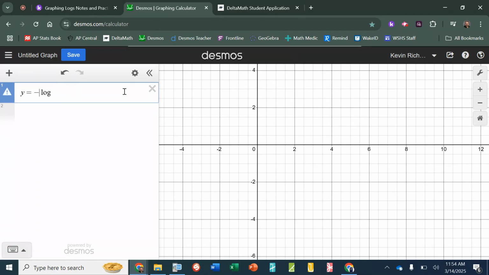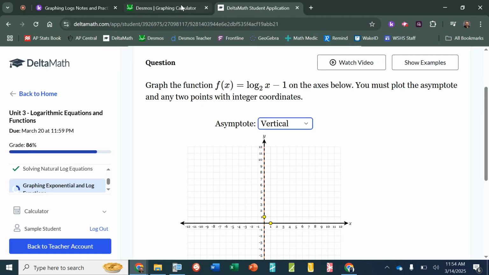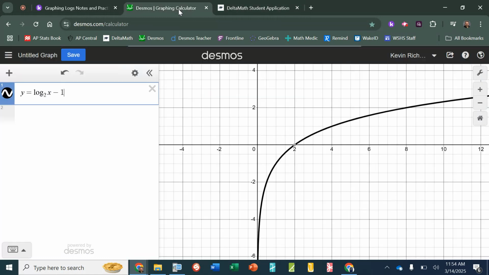I don't have a negative in front of this one, but I have log base 2 of x minus 1. Notice I'm not putting parentheses around it, because in this one the logarithm is only of x, and then we're subtracting 1. Let's see. Yep, that's what I thought. My x-intercept has changed to 2, 0, because everything's been shifted down 1. This would have been my original x-intercept there, but everything's moved down.